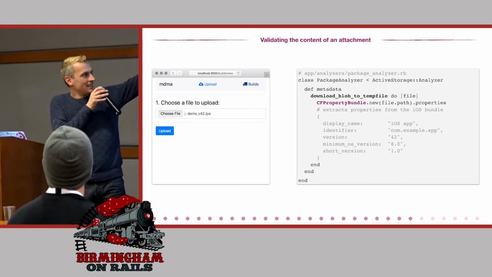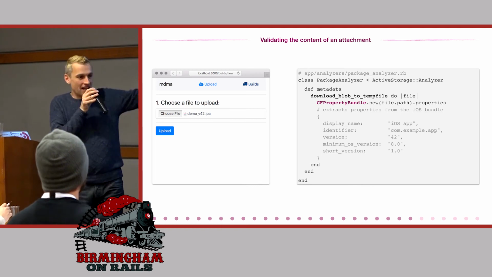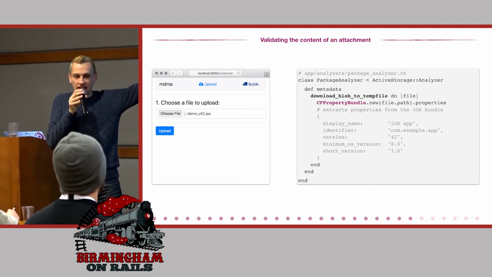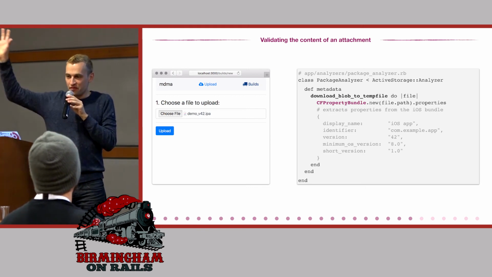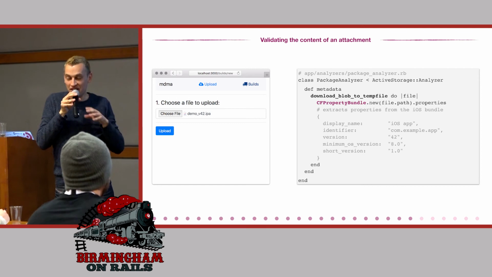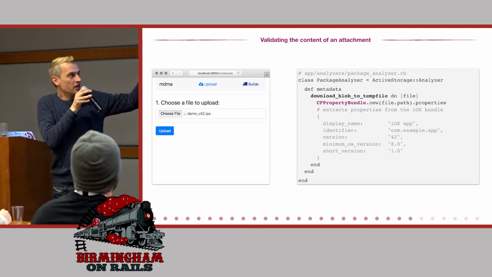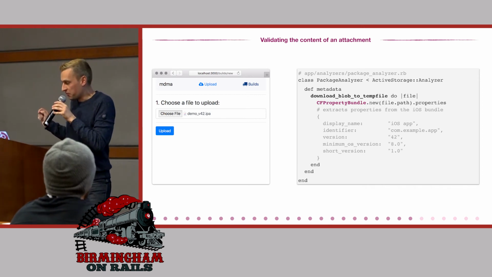So the analyzer is the part that is extracting the version. And as I said, the analyzer uses that download blob to temp file. So the analyzer assumes the file is already on S3. We can't use this directly, because the file is not yet on S3. But we can call that CFBundleVersion property directly in our model.